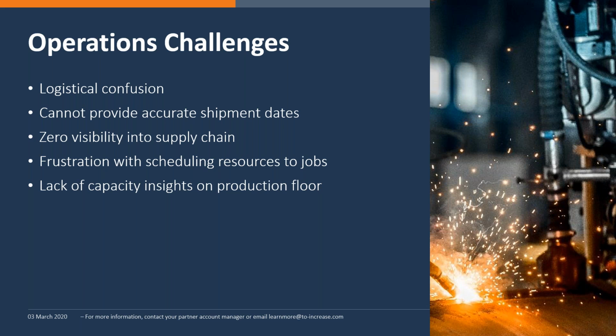That could cause confusion in the shipping department because shipping is expecting maybe some sort of project or items for a project to be shipping on a certain date, but it's not available. And now you start getting a backlog of shipments and angry customers. The next challenge here is where you cannot provide accurate shipment dates. We just briefly talked about that. It's a huge challenge.